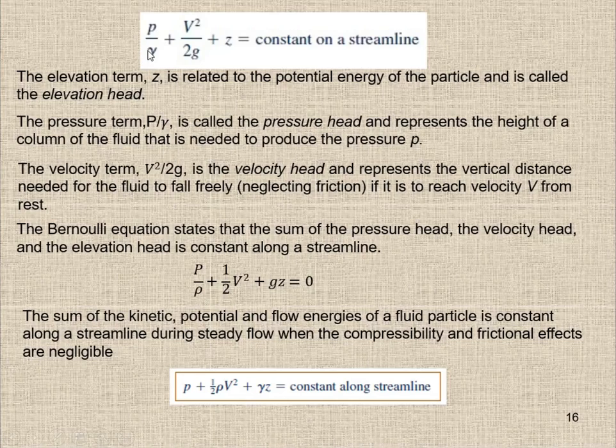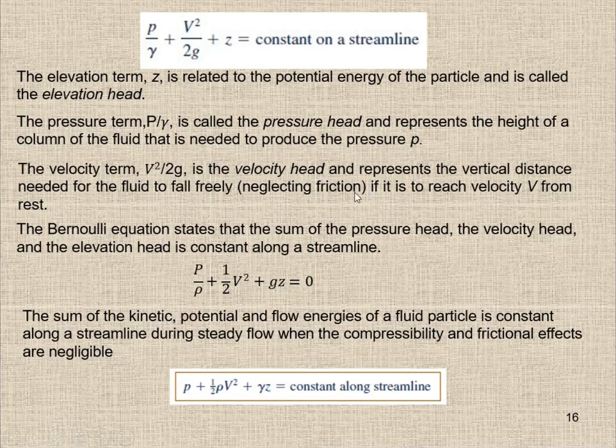This is also in the form of a head. If you simplify the unit, you will end up with meters. This is the velocity head. We will write the velocity pressure in the form of pressure, but this is the velocity head. When you simplify the unit, you end up with a unit of length. So v square over 2g is the velocity head and represents the vertical distance needed for the fluid to fall freely, neglecting friction.